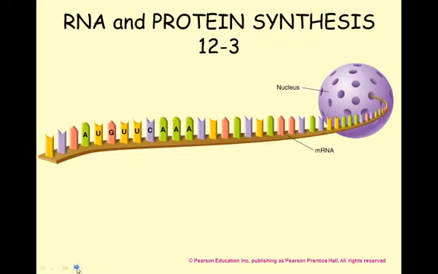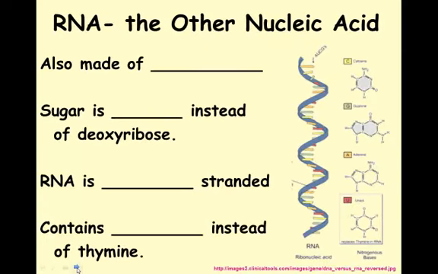And we're going to need to talk about another kind of RNA. In our first chapter on molecules, we looked at two kinds of nucleic acids, DNA and RNA. And we compared the two, we looked at their structure. So this should be a little review for you.